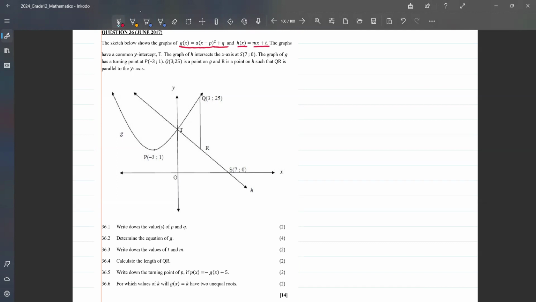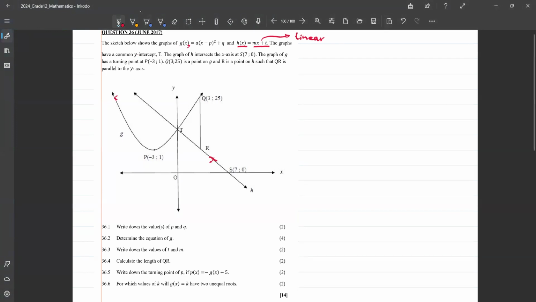Let's remember that the second equation is a linear equation. It's a straight line, the equation of a straight line, and g of x is the equation of your parabola. So that's what those two equations are for. But before we attempt these questions, you need background knowledge.